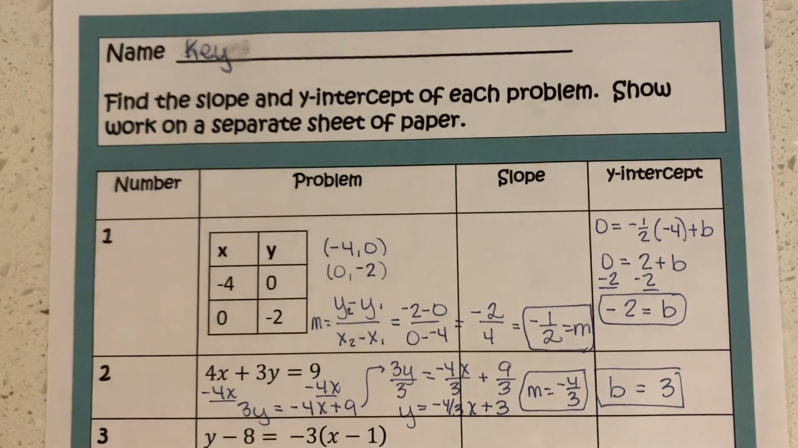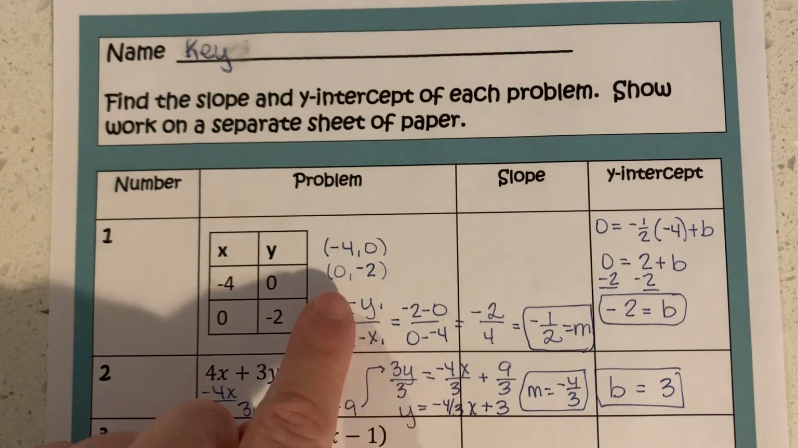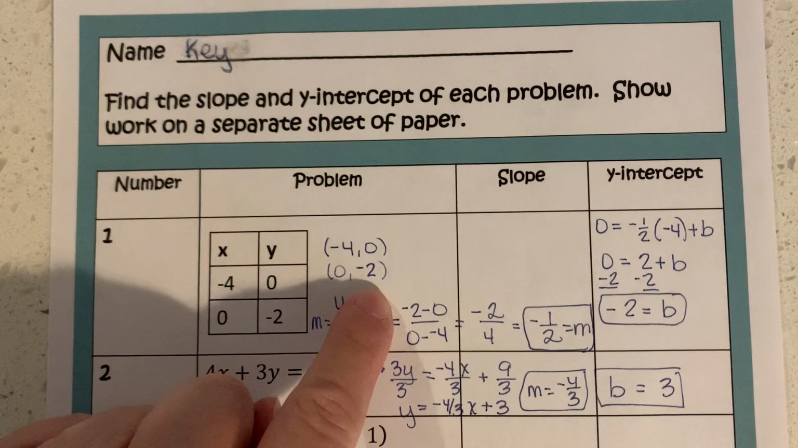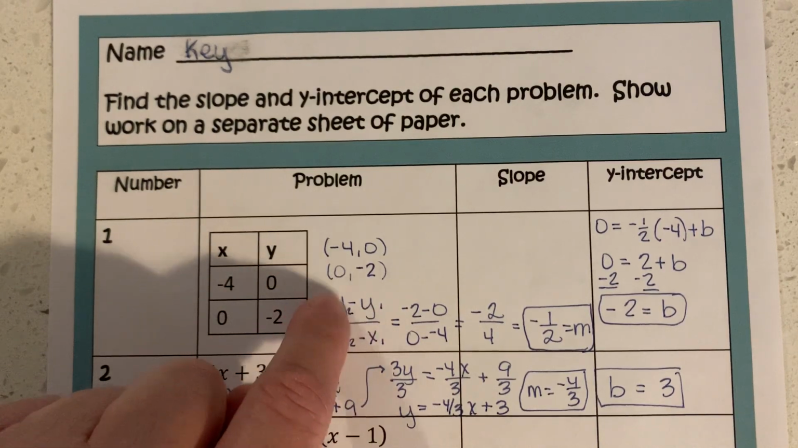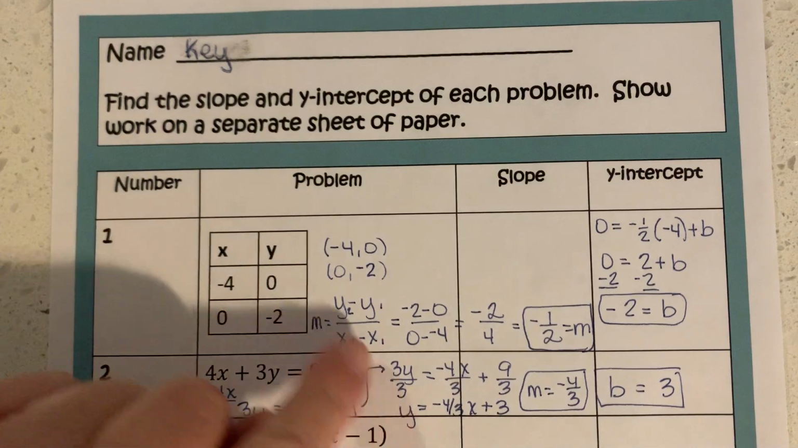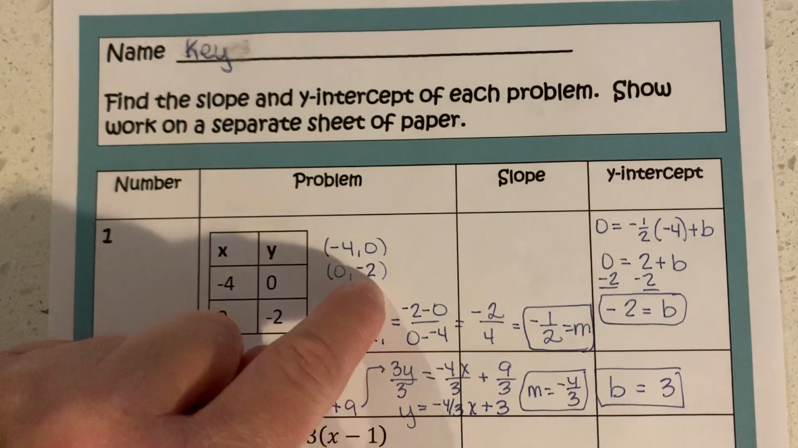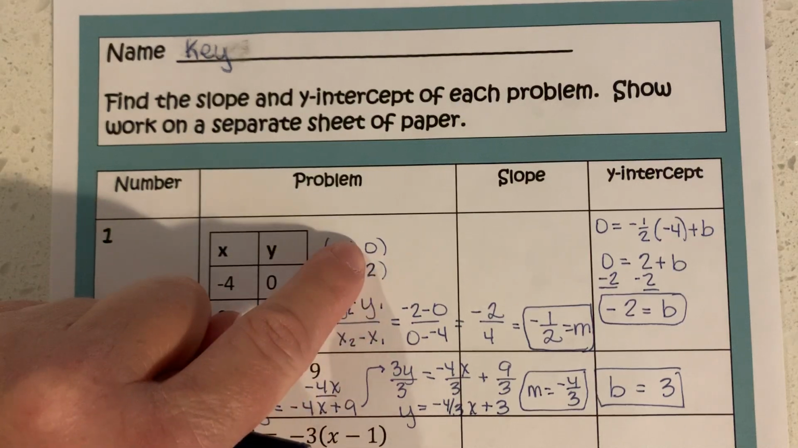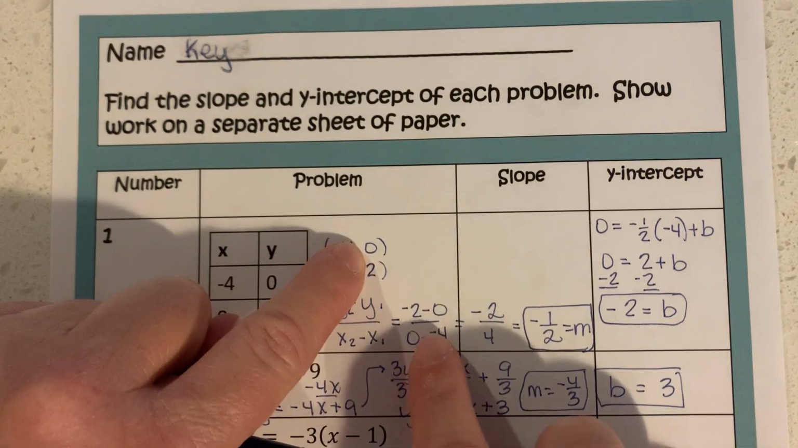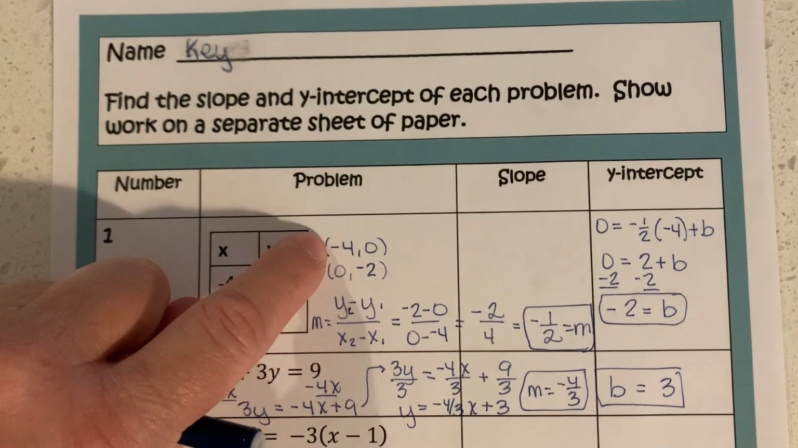And so what I did was I plugged it in. It doesn't matter what you choose for 2 and 1. You just have to be consistent. So I chose the second one as my x2 and y2, and I chose the first one as my x1 and y1. So I did y2, which was -2, minus y1, which was 0, and that's my numerator, over x2, which was 0, minus x1, which is -4.